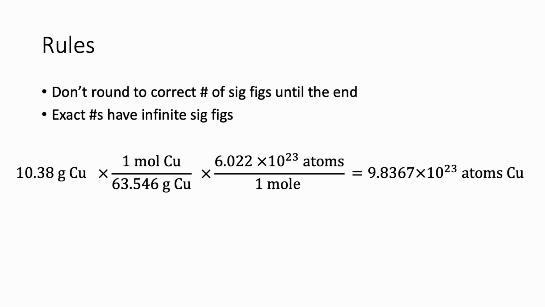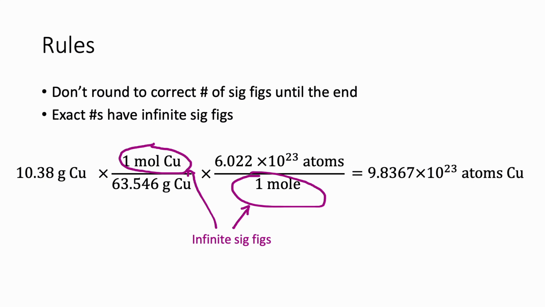But what I want to look at is these. 1 mole of copper. Now, a lot of people, when they start out doing sig fig problems, will say this has 1 significant figure. It just says 1. It doesn't say 1.00 or anything. But the problem is this is an exact number. 6.022 times 10 to the 23rd is exactly 1 mole. It's not 0.999 moles rounded up. It's not 1.0001 moles rounded down. It is exactly 1 mole. That's the definition of a mole, 6.022 times 10 to the 23rd.